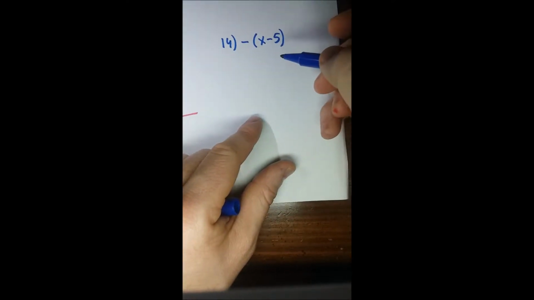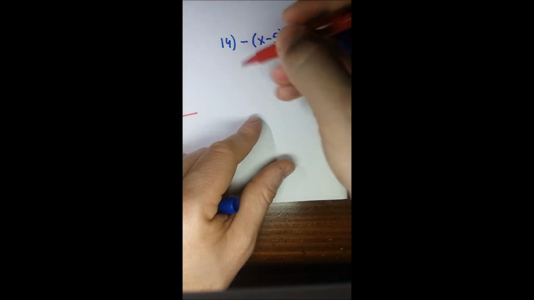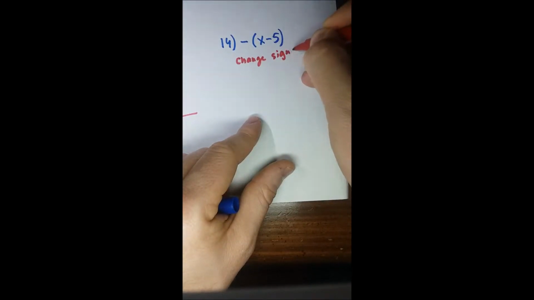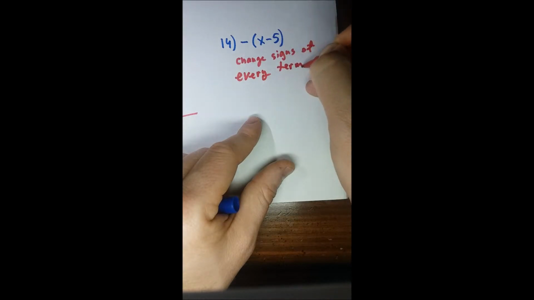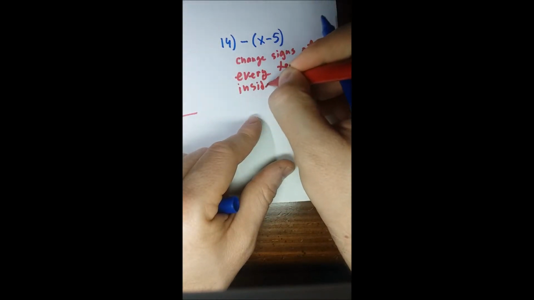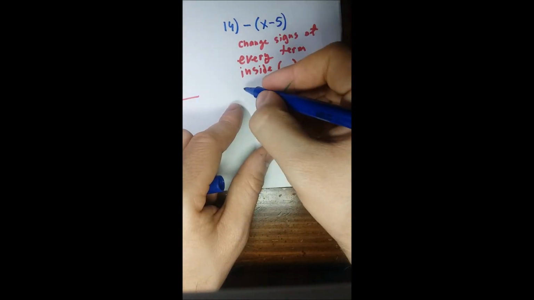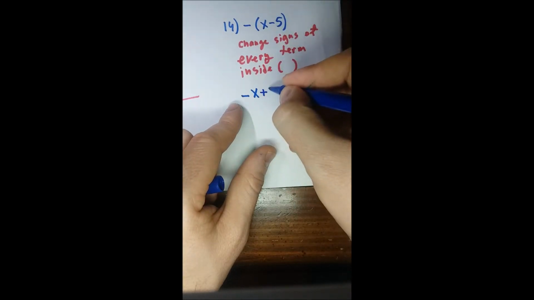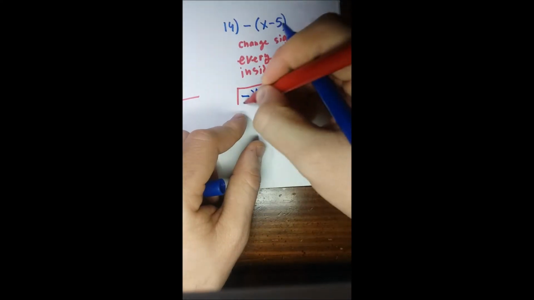It's a negative in front of a parenthesis. And anytime you see a negative in front of the parenthesis, it's very simple. Change signs of every term inside parentheses. Okay? Very simple. X was positive, now it becomes -x. 5, look at this. 5 was negative, now it becomes positive. That's it. That's how you do it. Change the sign. Simple as that.